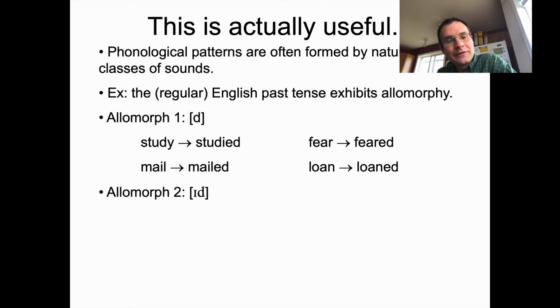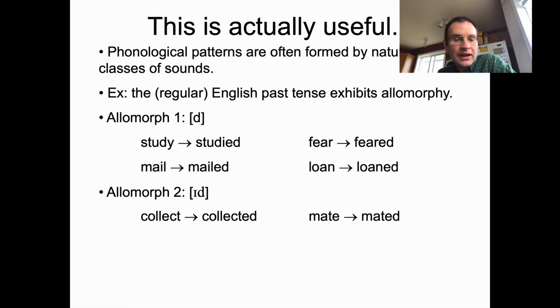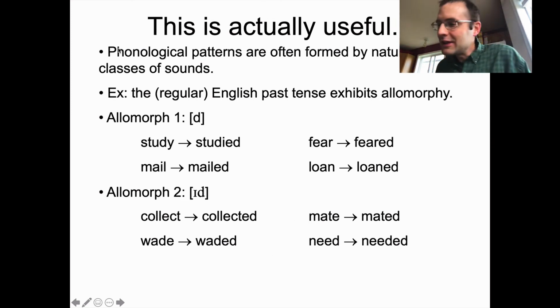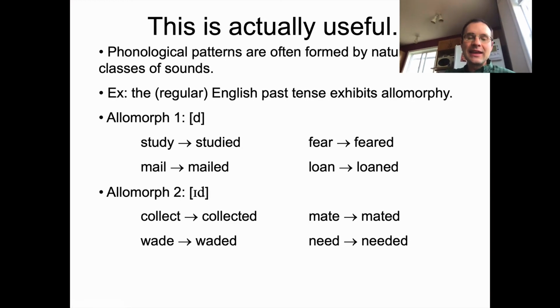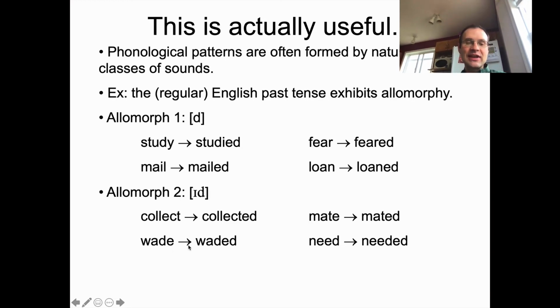The second allomorph has a little I right before it. So there's a vowel plus a D. We get this when we go from the verb collect to collected, or mate to mated. We're adding another syllable here, wade to weighted, or need to needed. What is going on here in these forms? Why are we adding the I part of this when we have this second set of forms? Why is this operating in a different fashion than the first allomorph where we just add the D? What do you think? What do these verbs have in common down here that the verbs up here do not?